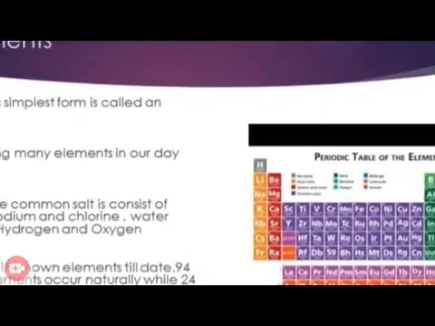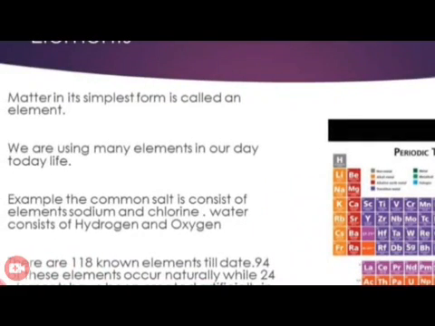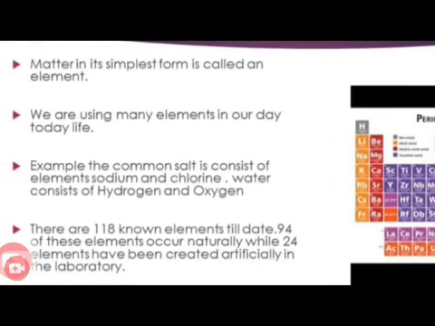Next one, the elements. Matter in its simplest form is called an element. We are using many elements in our daily life. For example, common salt, sodium chloride. What are the elements it contains? Sodium and chlorine. Water, what does water consist of? Hydrogen and oxygen. There are 118 elements found to date. Out of these, 94 elements occur naturally, while 24 elements have been created artificially in the laboratory.